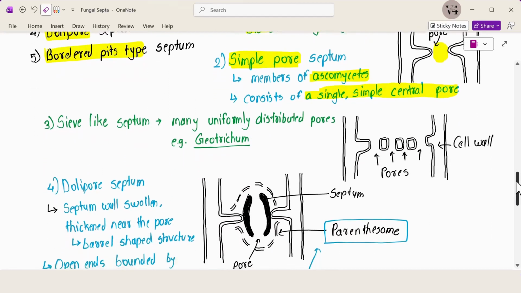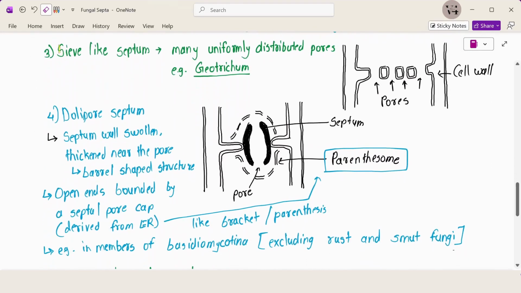Third type is sieve-like septum. This septum consists of many uniformly distributed pores across the surface, for example, in Geotrichum. Now, instead of one large pore, draw a cross wall with many tiny, evenly distributed pores. It looks like a sieve or strainer. Fourth is dolipore septum.